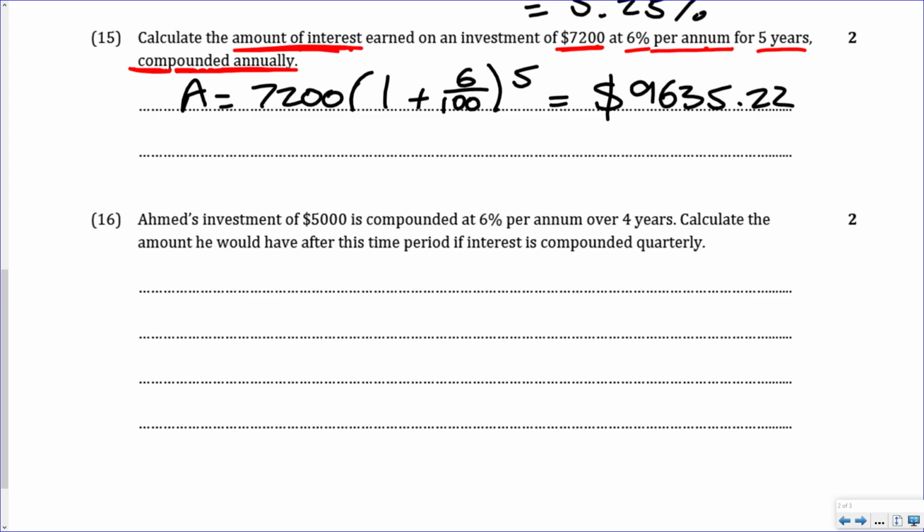It's not asking me to find the final amount in that investment. It's asking me to see how much interest I earned. So what we need to do is take that final amount and subtract the principal. Therefore the interest is going to be $2,435.22. What I did is I took that total amount and subtracted the principal. It's really important that we read the question there. That's why I put that question in the test.